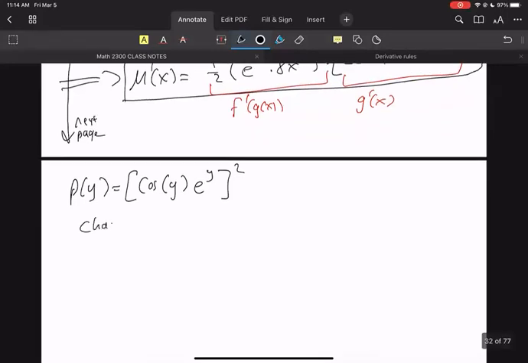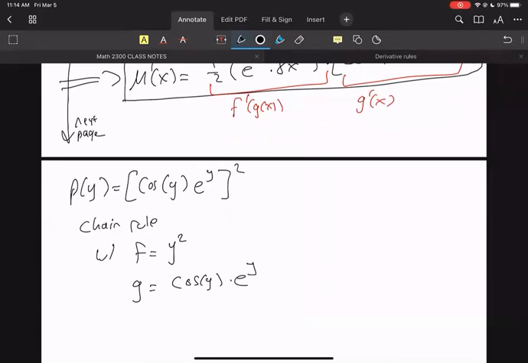So this is a chain rule with the outside function being x squared and the inside function being, I'm sorry, we have y's in here. I should have done y squared. Y squared as the outside function, and the inside function, excuse me, being cosine y times e to the y. And so, yeah, we're going to need another product rule, but this is kind of an easy product rule.